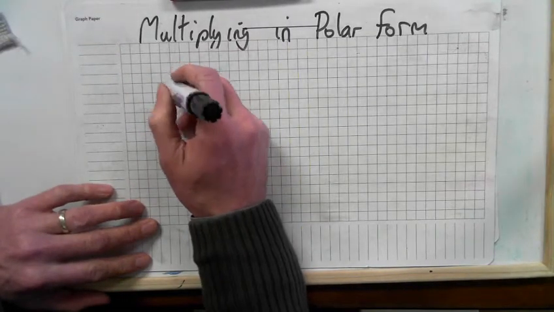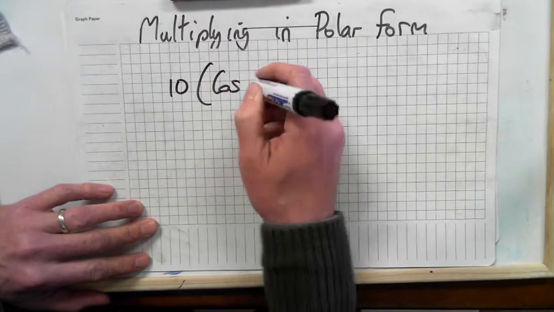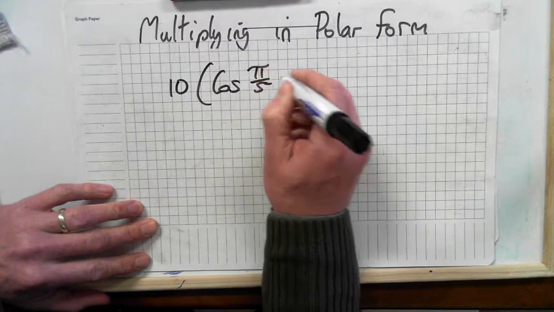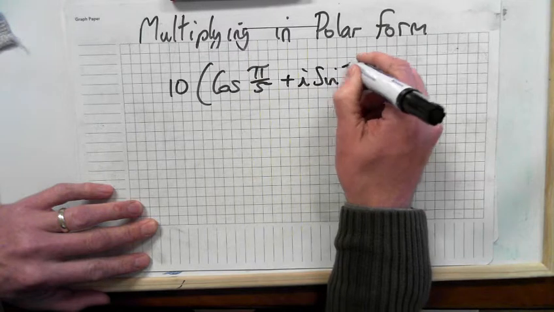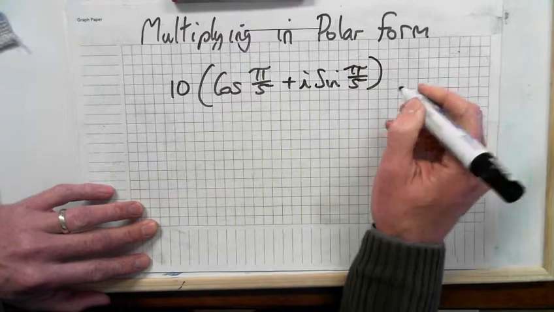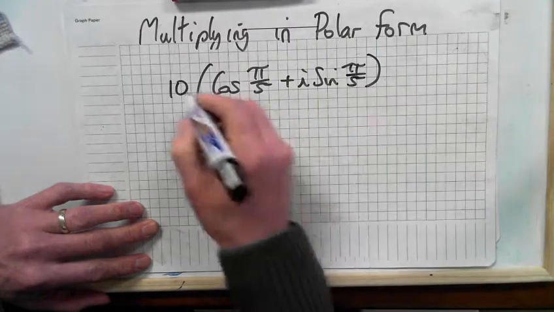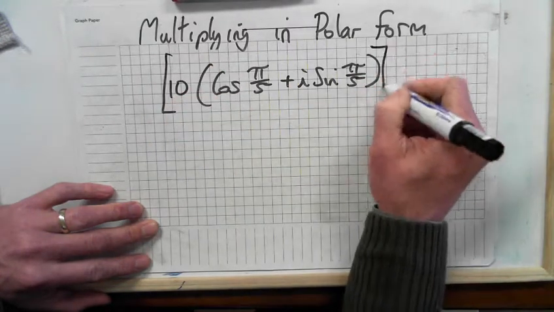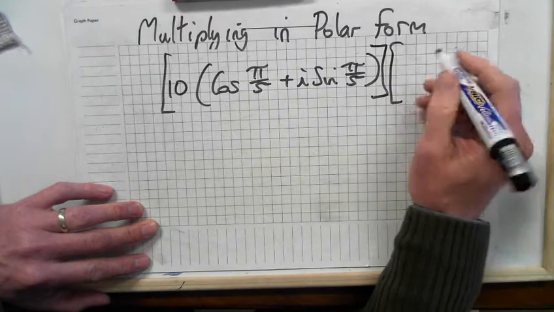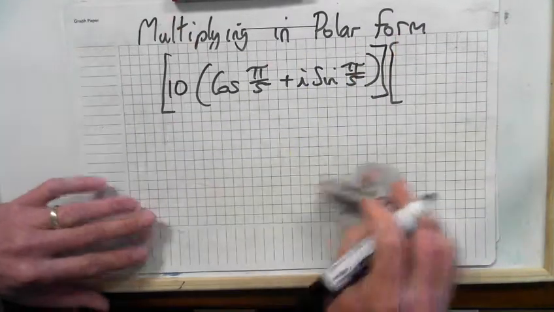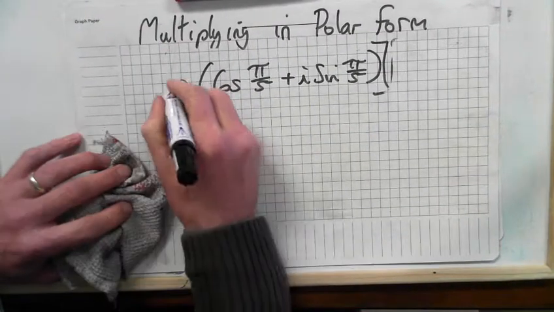So this is 5 part II, cos of pi over 5 plus I sine pi over 5. And the way they write in the book, they write the second one multiplied by the first. I've not enough room, so I'll write them underneath each other. But you look at the book and see how it's written.